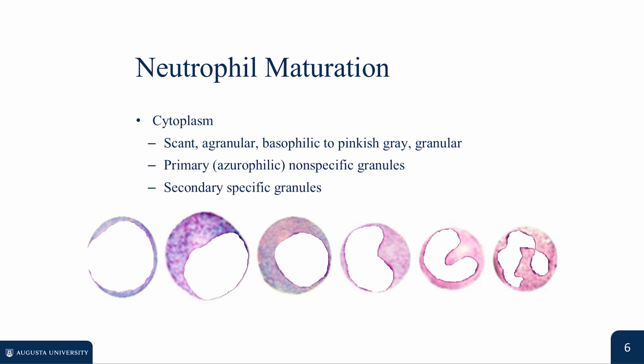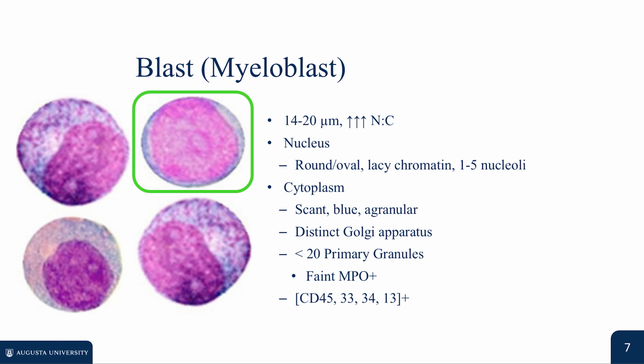Primary or azurophilic granules are synthesized first during the blast and into the promyelocyte stage and contain the enzyme myeloperoxidase, or MPO. Secondary or specific granules begin production at the myelocyte stage, imparting the characteristic pinkish-tan cytoplasmic hue.